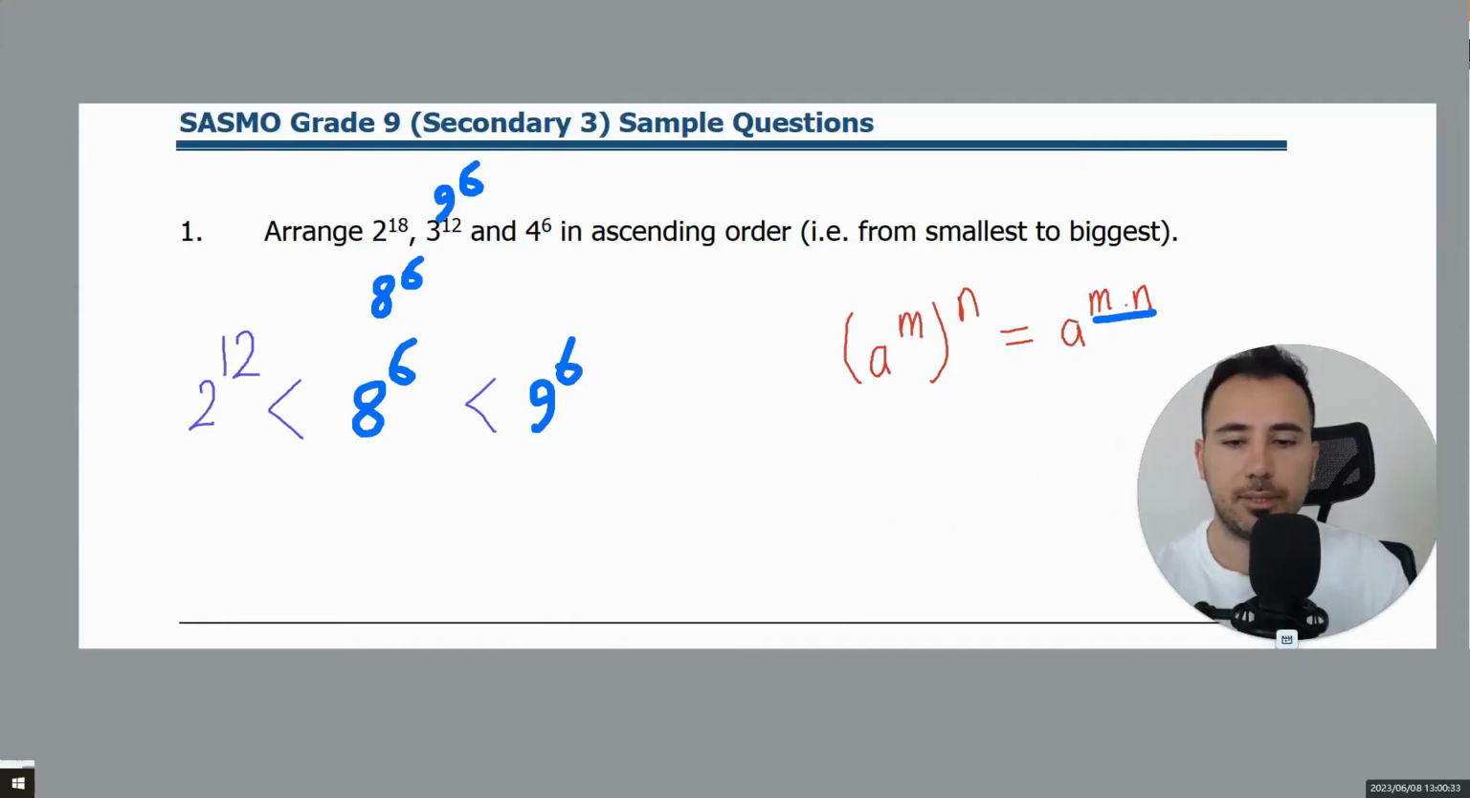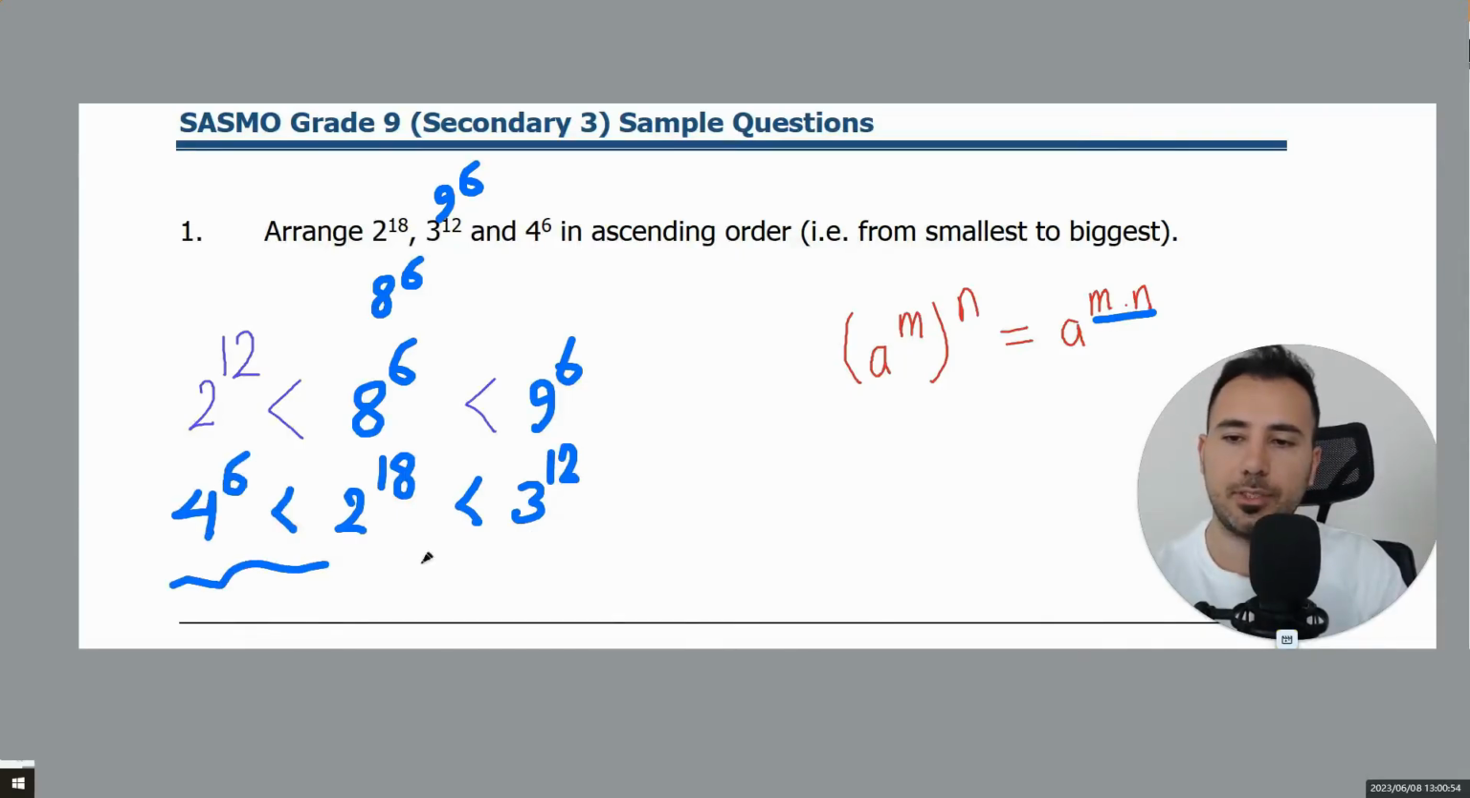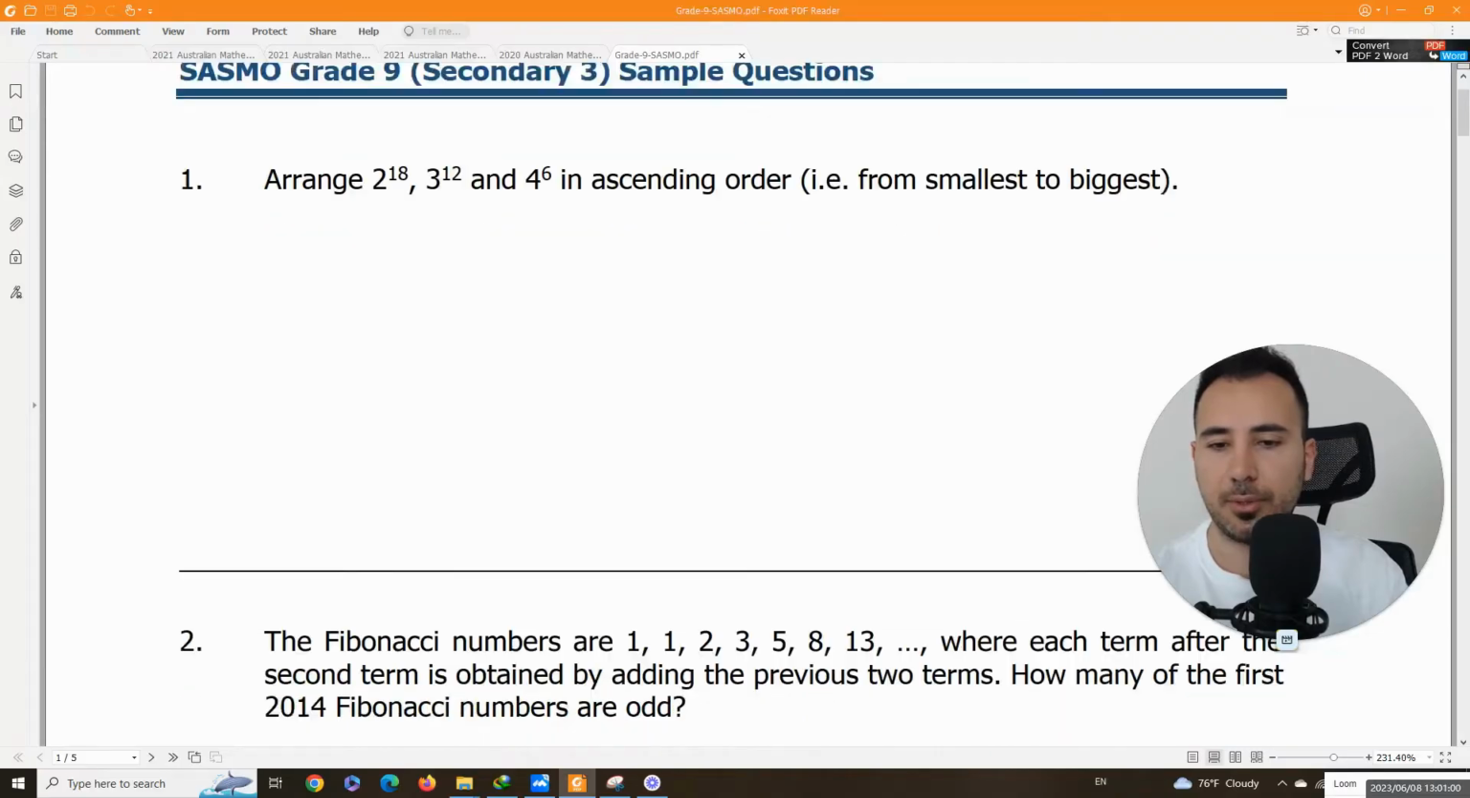Okay, because the powers are the same, this base 9 is larger. But 9 to the power of 6 was 3 to the power of 12. This one was 2 to the power of 18. And this one was 4 to the 6th power. Okay, that's the final answer. So let's do another question, question 2 now.